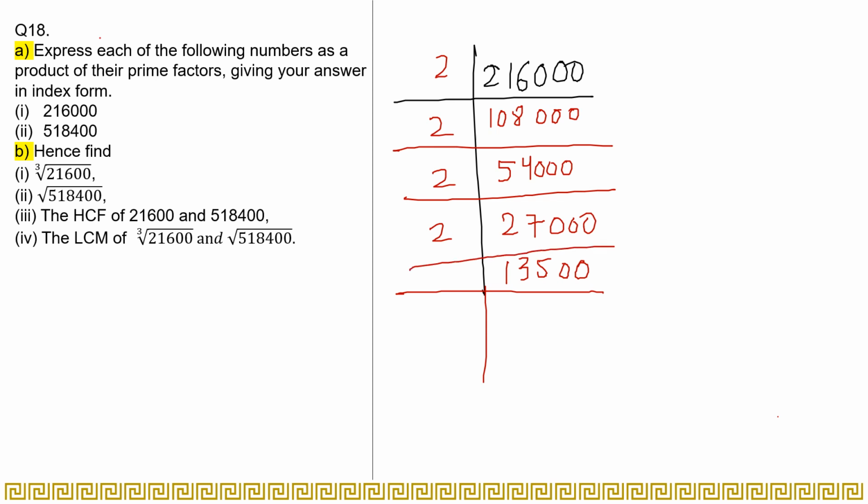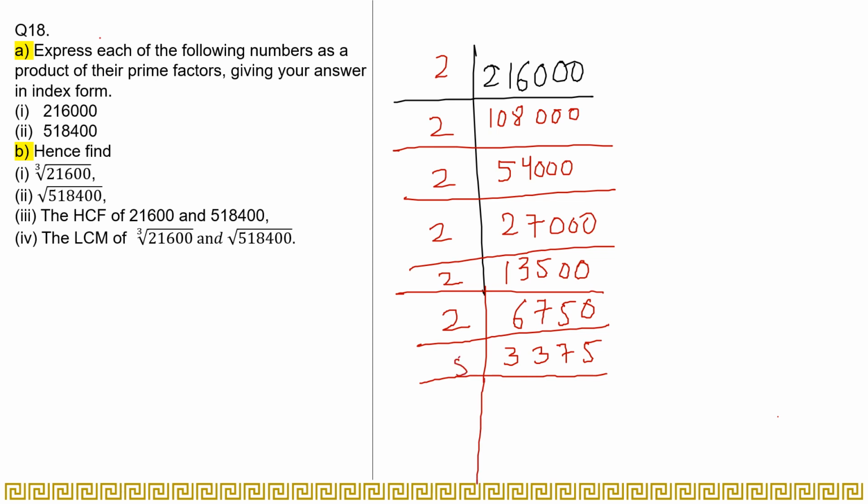Then again, we can divide it by 2. 6 is 12, 7 is 14, 5 is 10, and then 0. Then again 2, 3 is 6, 3 is 6, 7 is 14, 5 is 10. Now look, here we have 5 at the end of the number, so we can divide by 5. 5, 6 is 30, 5, 7 is 35, and 5 is 25, right?